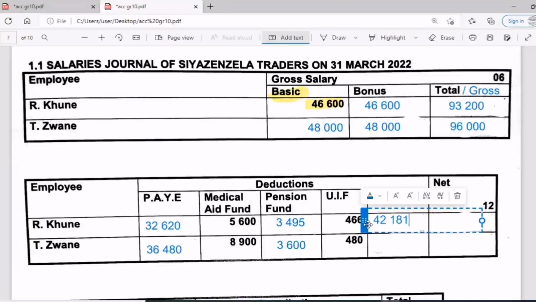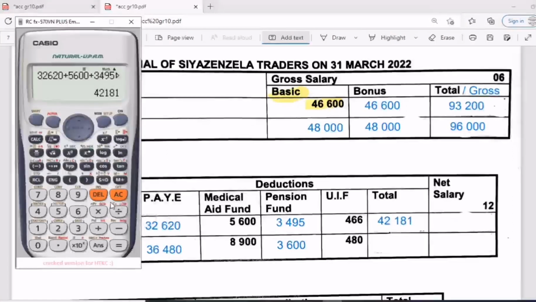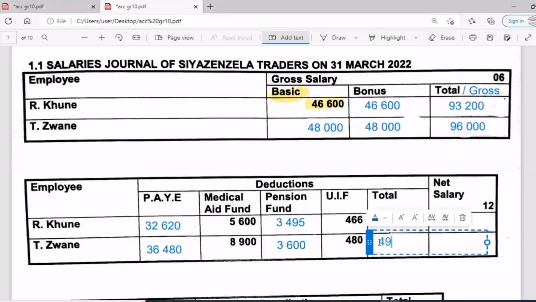42,181. So this is the total deduction for Kune. And for Zwane, we've got pay as you earn of 36,480, medical 8.9, pension 3.6, UIF 480. So the total deduction for Zwane is 49,460. So now the last column here is for the net salary.